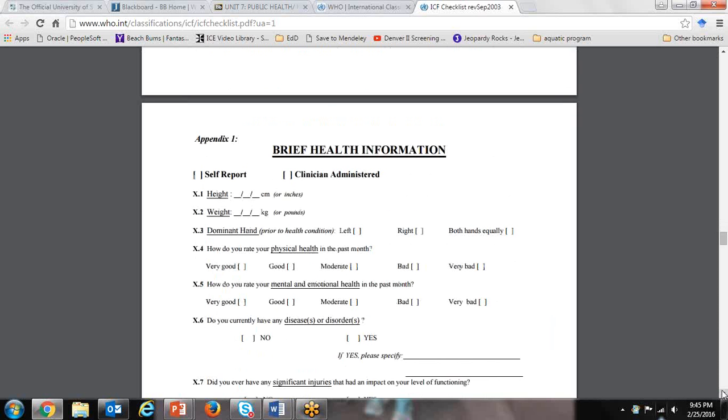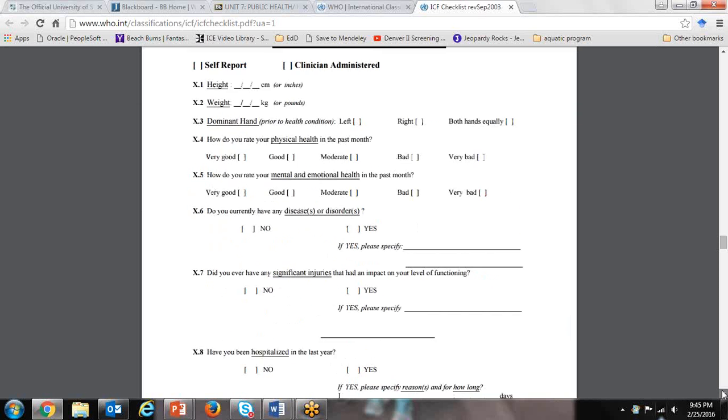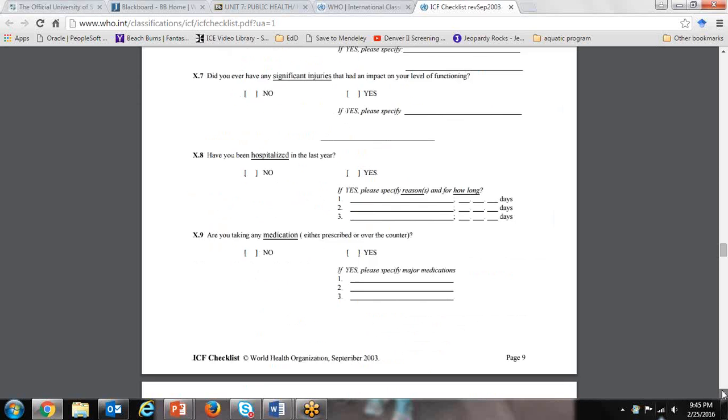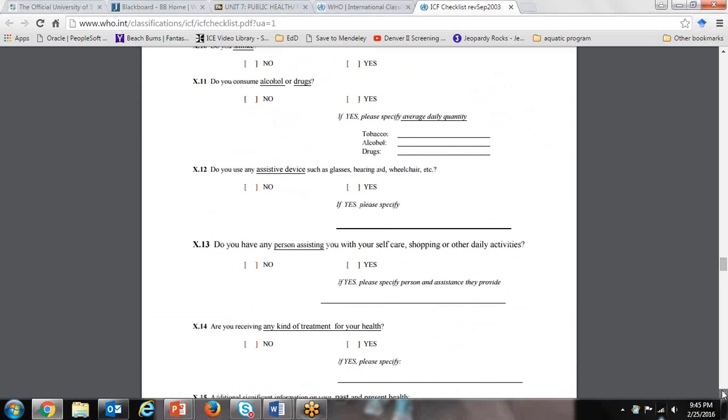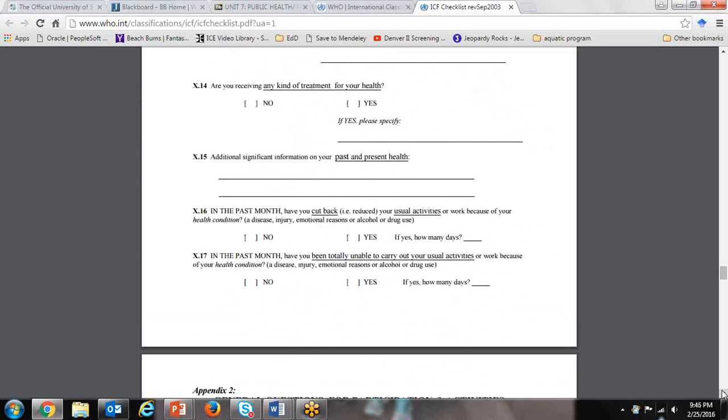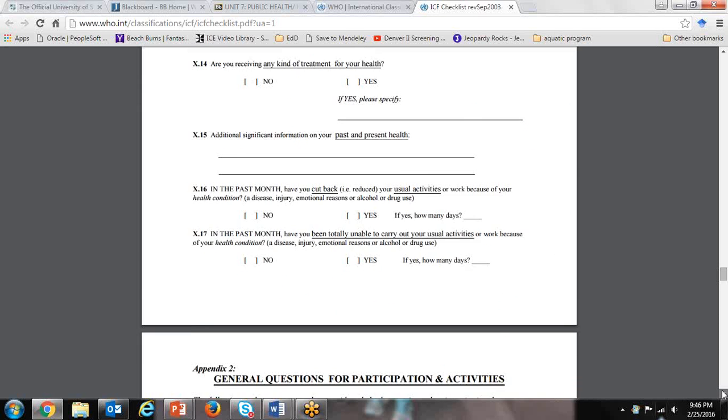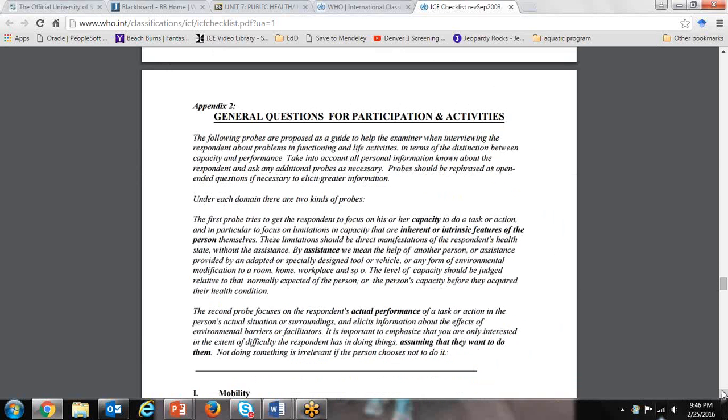And there's some place for some brief health information that you can gather from the client as well about their mental, emotional health, how they see themselves, whether they've been hospitalized, their medications, and questions you can ask them about their lifestyle to get even more information about them. This is really a nice interview type of tool to get some background information about the client.